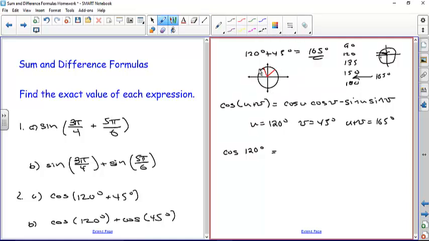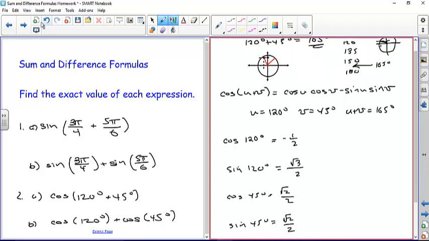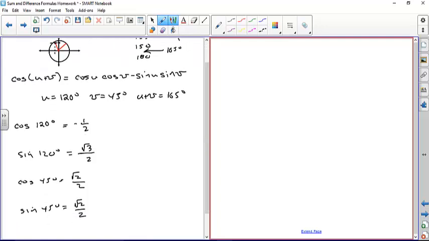So looking at the position on the unit circle, it looks like the cosine of 120 is going to be negative a half. The sine of 120 is going to be positive the square root of 3 over 2. And now for 45, they're both positive. The cosine of 45 is the square root of 2 over 2, and the sine of 45 degrees is equal to the square root of 2 over 2. Okay, so now we can plug those in.